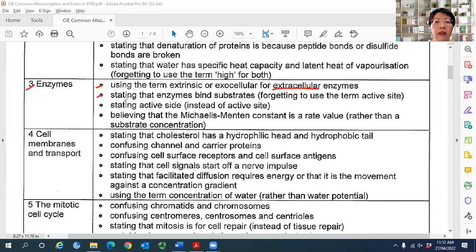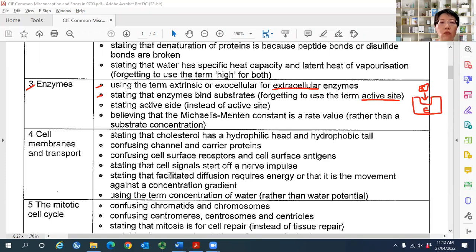Okay, stating that enzymes bind substrate, forgetting to use the term active site. So now you know that substrate must always sit into the enzyme active site. So this is the substrate, right? In A level, you already learned substrate must always sit into the enzyme active site. So if you say enzyme bind to substrate or substrate bind to enzyme, it is not specific enough to the detail that you have learned in A level, you lose marks.